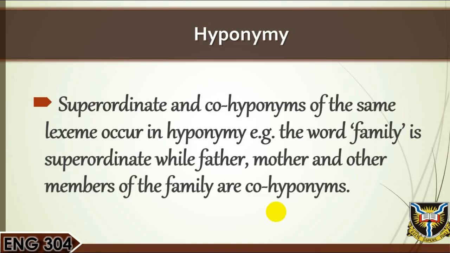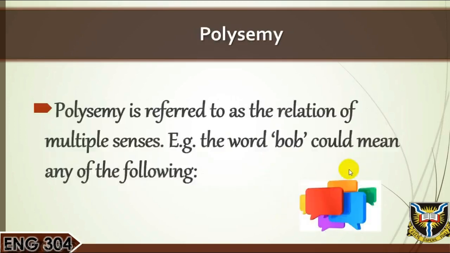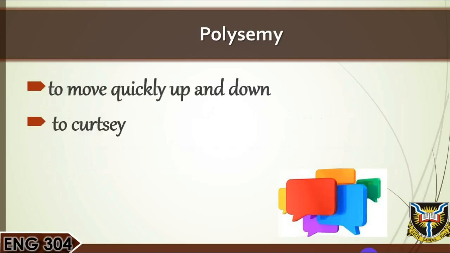Polysemy. Polysemy is the relation of multiple senses. Odebunmi 2006, page 78, cites the following examples. 1. Bob. 1. To move quickly up and down. 2. To curtsy. 3. To ride a bobsled. 4. To fish with a bob. 4. To move in a short jerking manner. 5. To be fooled. 6. To take by cheating.